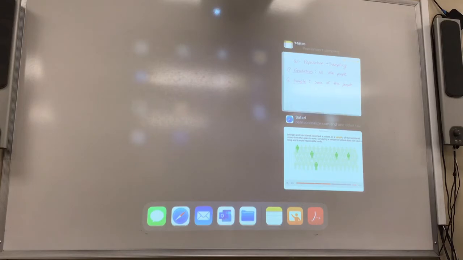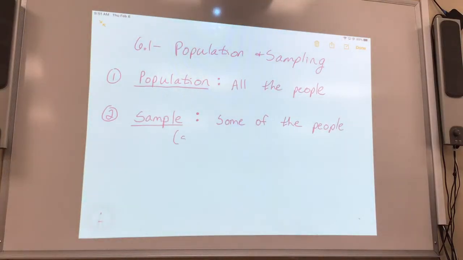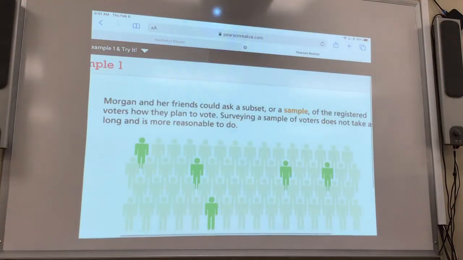They also call it a subset, which is another math word, but you should be familiar with it. So a sample is also known as a subset. You know what the prefix sub means? Under. So it's like a population, but it's a group within that or under that. All right, back to this.